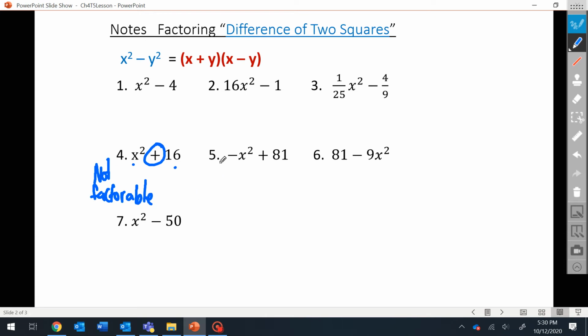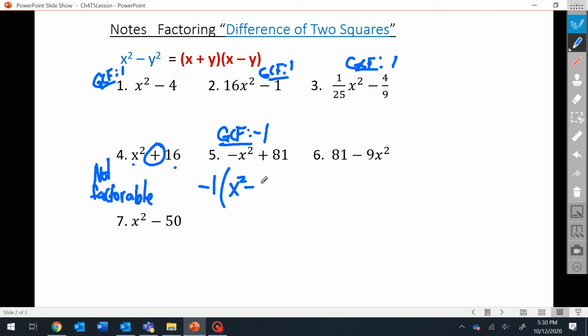All right, number 5. Well, this one has a GCF. All of these had a GCF of 1. So number 1 had a GCF of 1. Number 2 had a GCF of 1. This one had a GCF of 1. However, number 5 has a GCF of -1. So before we begin, we need to factor out that -1. So -1 comes to the outside. We're left with x squared minus 81.